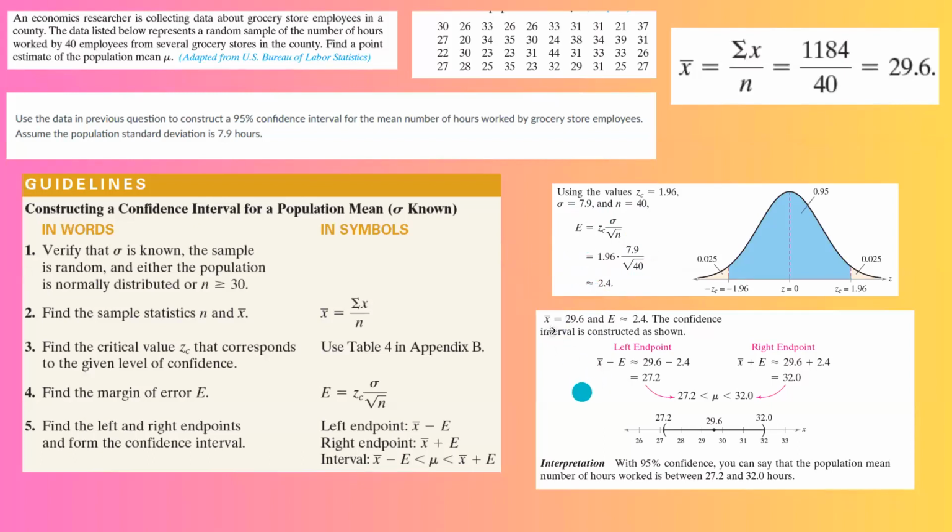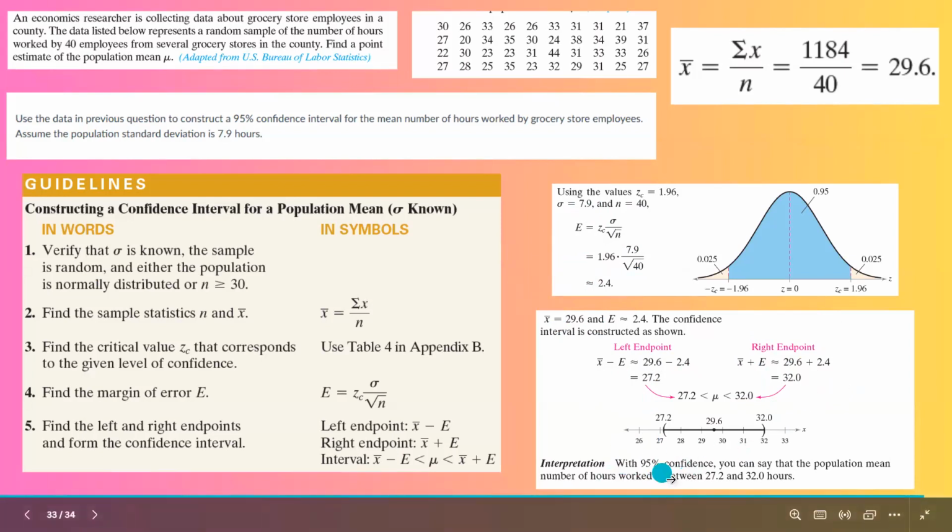Now, moving on to the last step, X bar minus E: 29.6 hours minus 2.4 hours is 27.2, right? The endpoint for your confidence interval is X bar plus E, which is 29.6 plus 2.4, which is 32 hours.